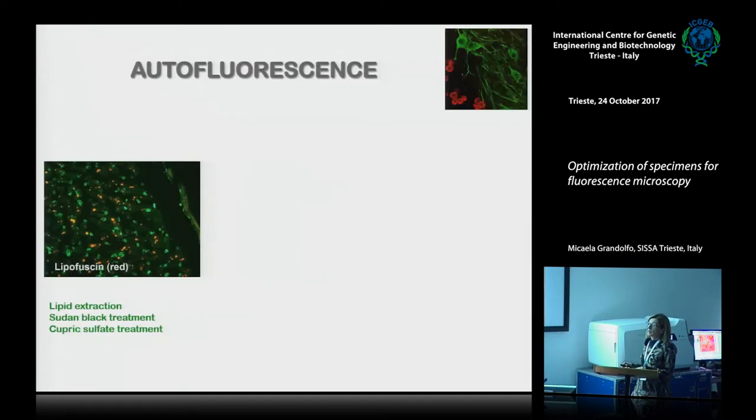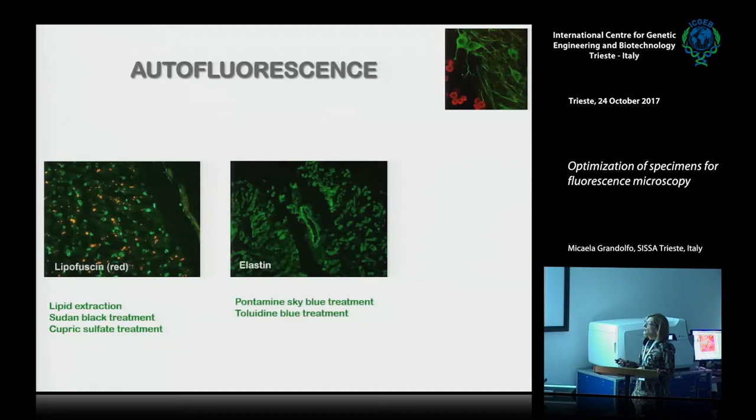You can remove the lipofuscin with lipid extraction, for example, using a fixation with alcohol or methanol, with methanol and acetone, or you can quench this fluorescence using a Sudan black treatment or a cupric sulfate treatment. You can search on the net. There are a lot of protocols to perform this type of quenching. You can find some elastin fibers, and you can quench the elastin fluorescence using pontamine sky blue or toluidine blue.